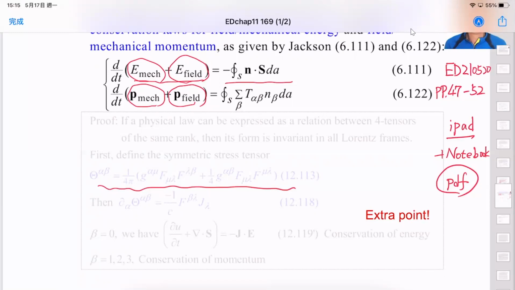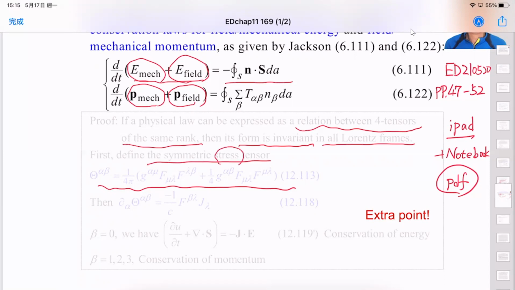If a physical law can be expressed as a relation between four tensors of the same rank, then its form is invariant in all the Lorentz frames. So first let's define the symmetric stress tensor, not field tensor, but stress tensor. So theta alpha beta is related here, sum over lambda, sum over mu. Okay, looks similar. That's equation 12.113. And partial alpha theta alpha beta is here.